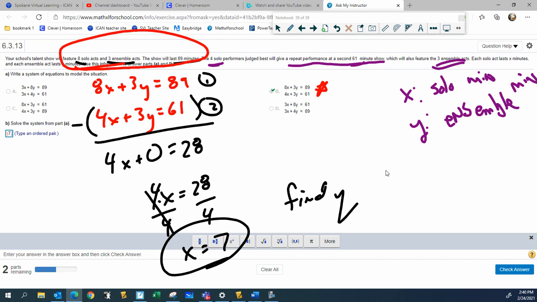The question after this one as an ordered pair is going to say, how long are your ensemble acts going to be? And whatever your y answer is going to be, that many minutes. So you're interpreting. So part A is finding the equation, part B is solving for an answer, and part C is going to be interpreting it.